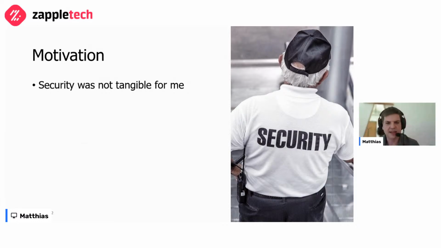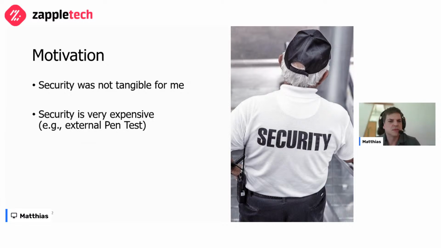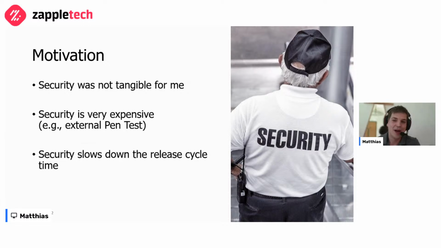We have to do this pen test, but security was always very expensive, and it was always outsourced. There was a company and we had to plan it a long time in advance, and then they did something, we got the report, and that was security testing for me, at least how I understood it. And at the end, security really slowed down the release cycle time. Release cycle time is the time from when we finished or committed our code to the time where the value was at the customer, where it was deployed so the customer was able to use it.